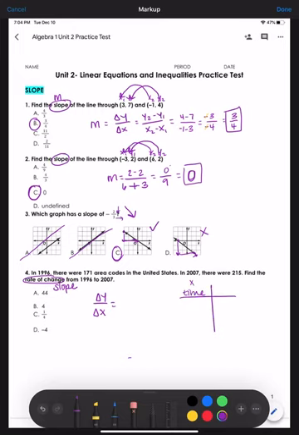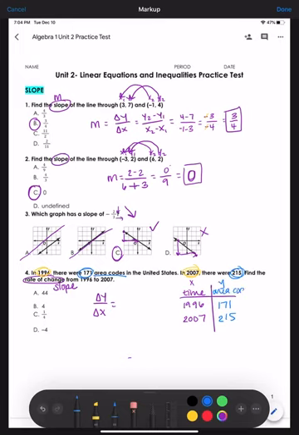and in this case I have years. The first year I have is 1996, and the second year I have, see, that's right here, 96. In 2007 is the second point. And then the other values I have are area codes. We're talking about area codes. So there are 171, and then there was 215. So in 96 there was 171, and then in 07 there were 215.